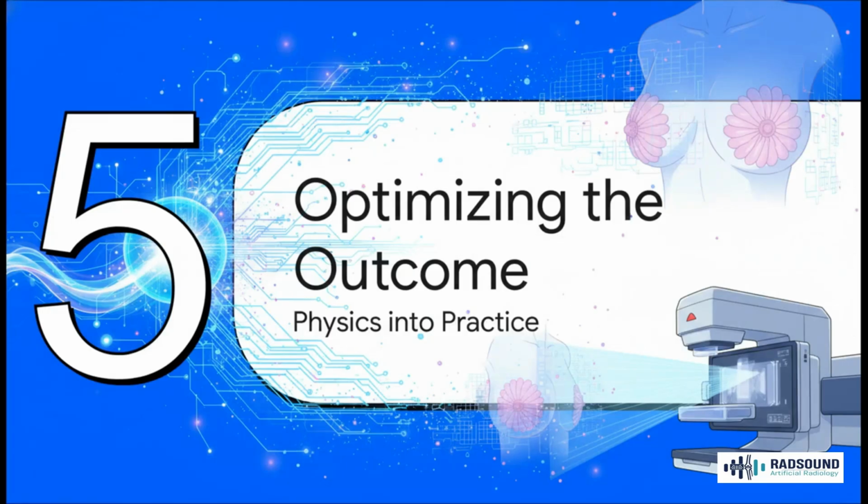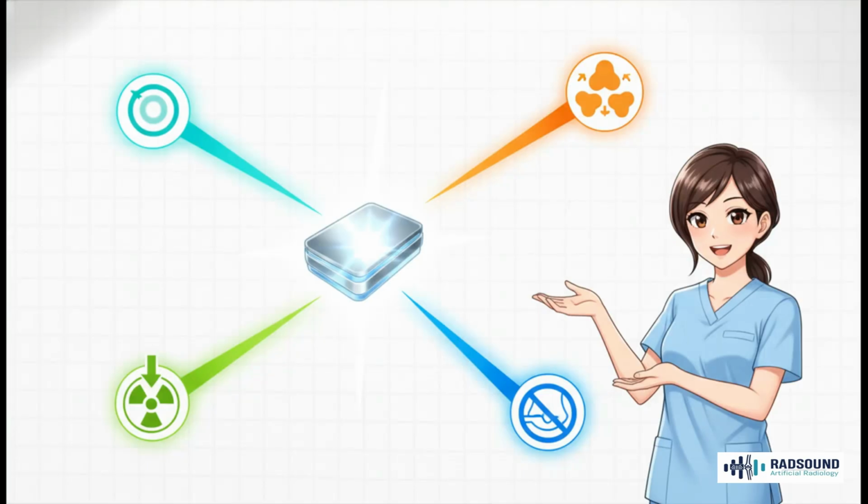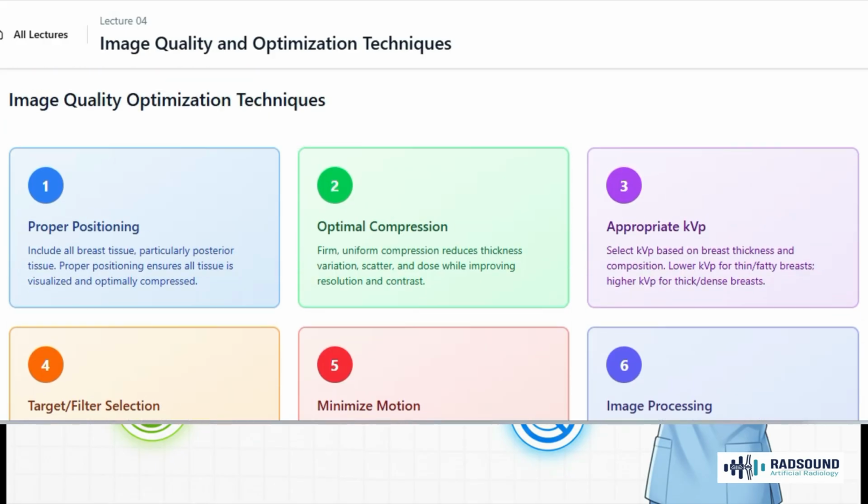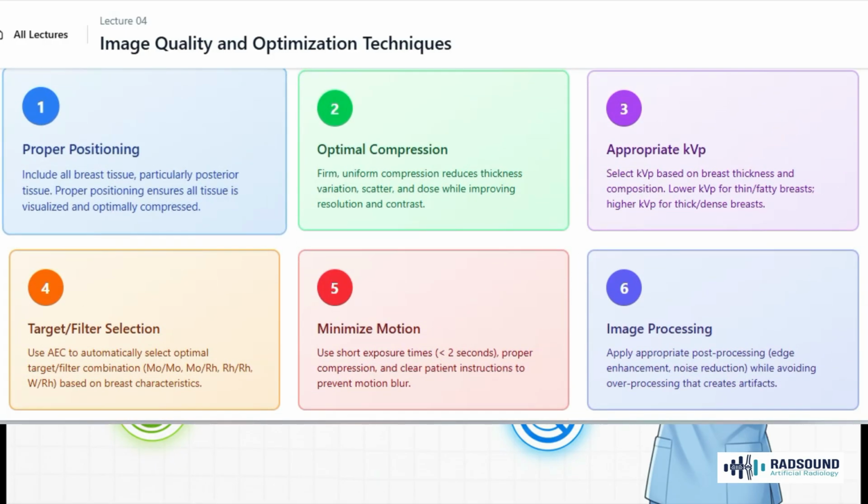So, now that we understand all this physics, how do we actually apply it? How do we take these principles and use them in the clinic, day in and day out, to make the best possible image for every single patient? Believe it or not, the single most powerful tool we have is compression. Why? Because it's the only thing that improves everything at the same time.